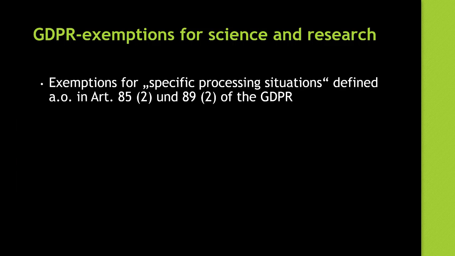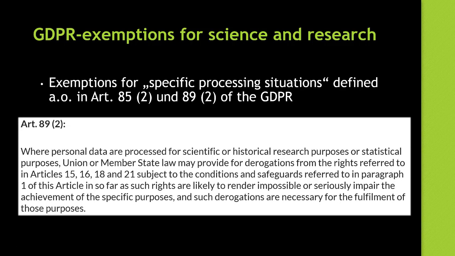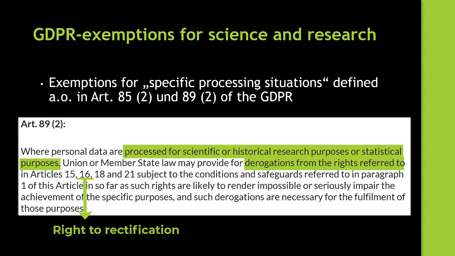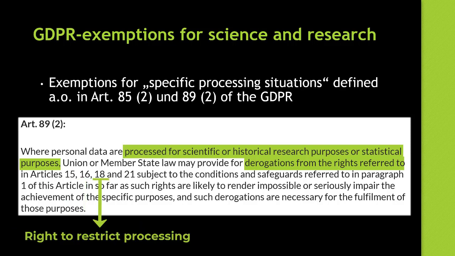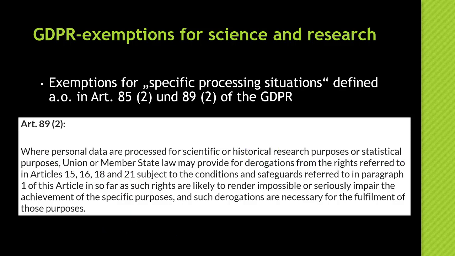And Article 89, paragraph 2 states, "Where personal data are processed for scientific or historical research purposes or statistical purposes, Union or member state law may provide for derogations from the rights referred to in Articles 15, right to be informed, 16, right to rectification, 18, right to restrict processing, and 21, right to object, subject to the conditions and safeguards referred to in paragraph 1 of this article, insofar as such rights are likely to render impossible or seriously impair the achievement of the specific purposes, and such derogations are necessary for the fulfillment of those purposes."